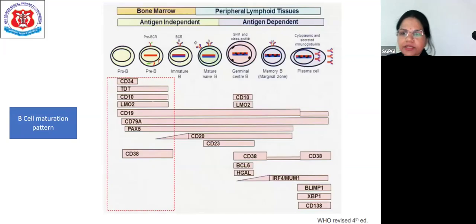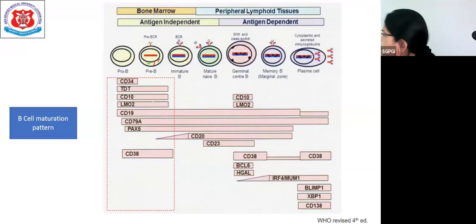So this is the diagram from the WHO. And here you can see the various antigens that are being expressed with the various stages of B cell development. So you can make out these are the immaturity markers like CD34, TdT, CD10, and LMO2. So they are being expressed at very immature stages. So if these markers are positive, then you call it an immature tumor. And similarly, CD10 is being expressed by the germinal center cells. So any tumor expressing CD10, you think about the origin being from the germinal center.